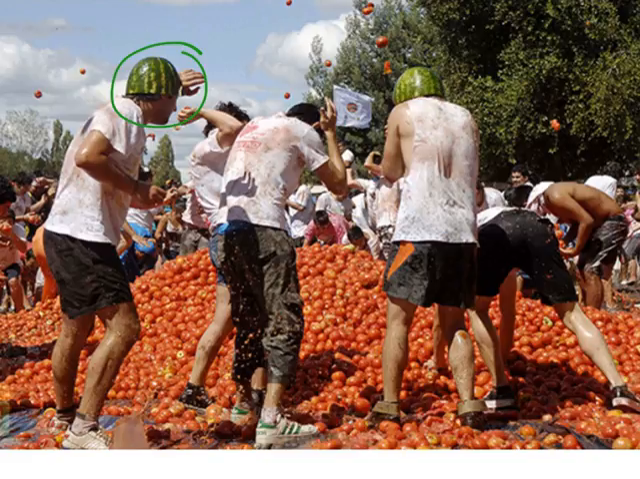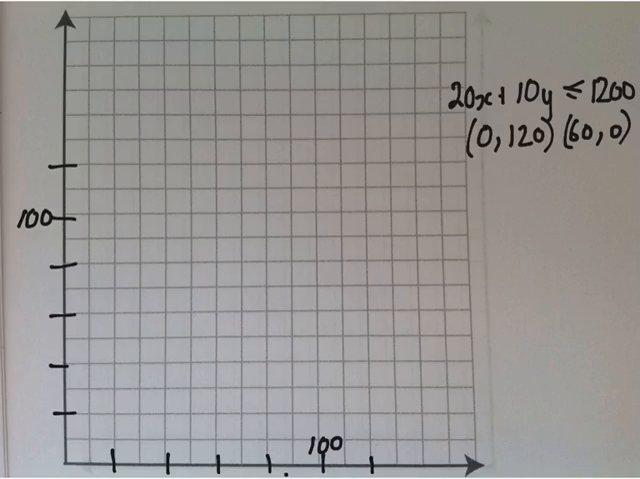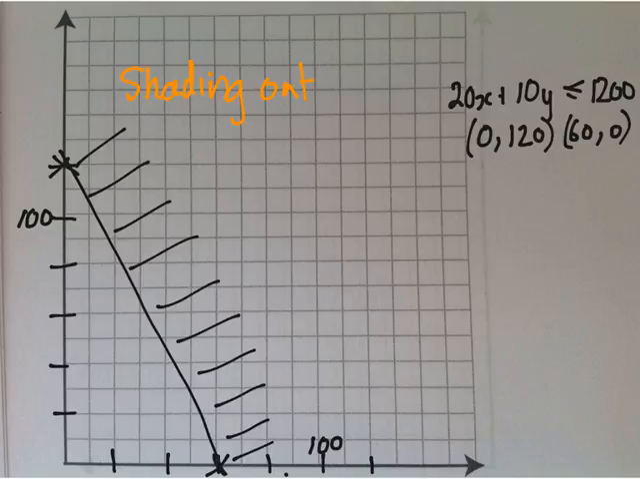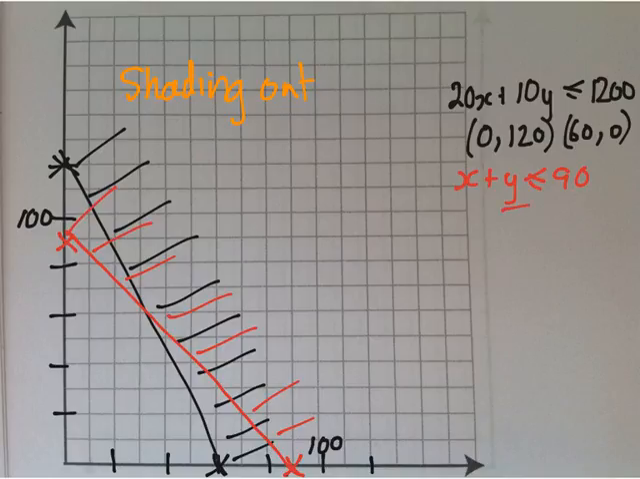For the labour equation, go to 120 and 60 using your 2-intercept method. We're using shading out. Now do your hectares equation, keeping the area below because Y is less than, so we shade out above. We want to keep that X is greater than 10, so we shade out below the line.